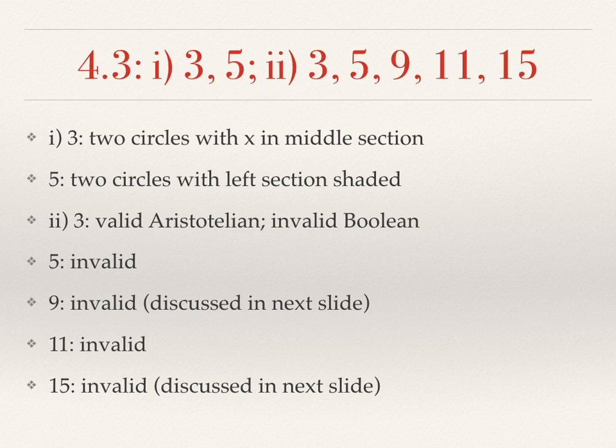Number 9, I will discuss in the next slide. Number 11, you will also draw that out, and you will find that the first proposition has a shaded middle section. The second proposition has an X in the left, so these are not the same, and so you end up with it being invalid. And number 15, I'll also discuss on the next slide. So we'll go to the next slide right now.